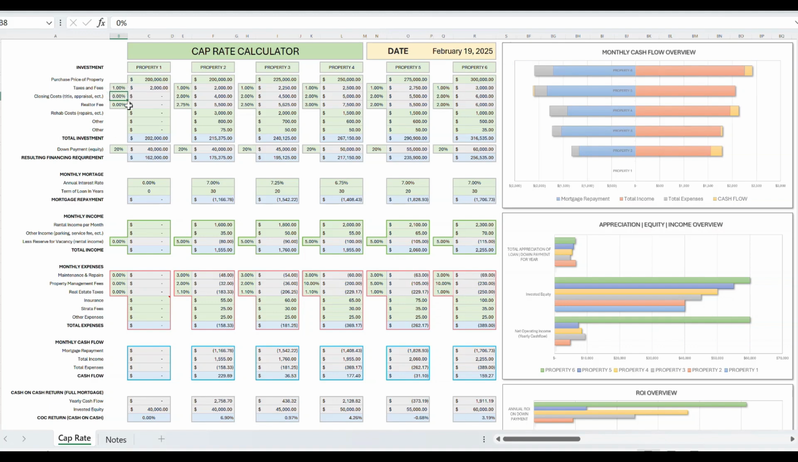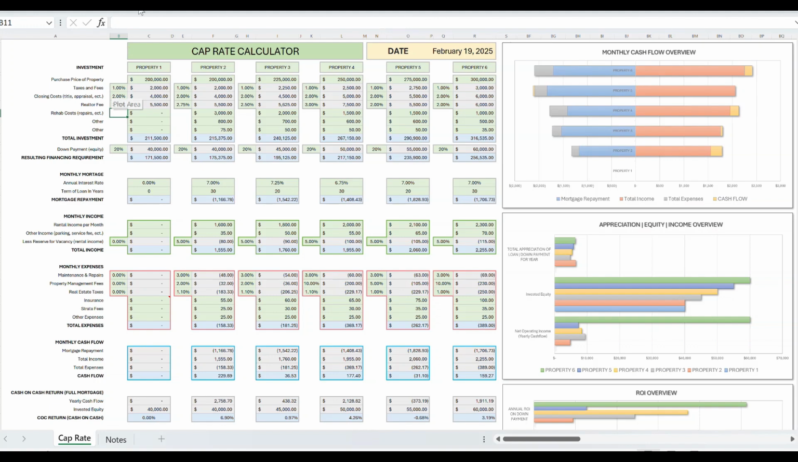Now once you enter that, you can do the closing costs. Let's say 2% is the average, right? About 2%. And the realtor fee, if you have one, usually runs 3 to 6%, or 2% sometimes. So let's put 2.75% here. And you can see the calculator calculates all that for you.